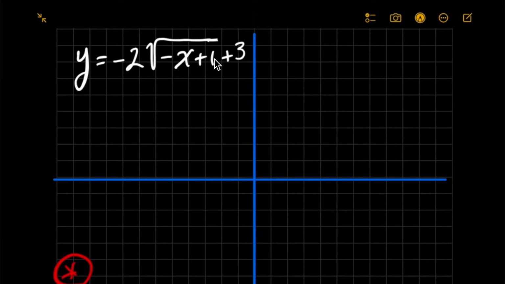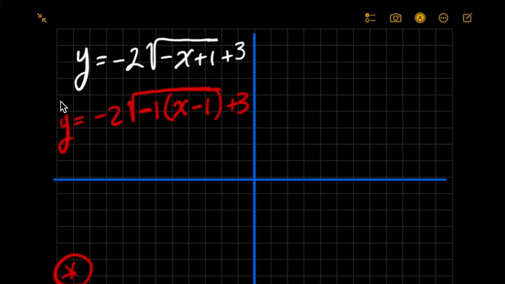Okay, how are we going to manipulate this? What we're going to do is pull out a negative. Okay, so this is just the radicand here. I'm going to pull out a -1. This becomes x - 1, and everything else stays the same.